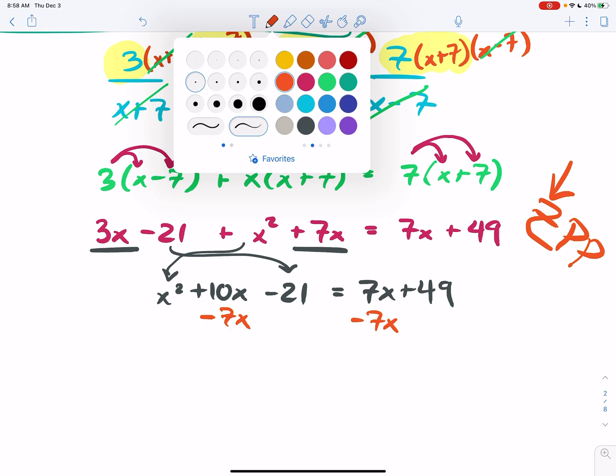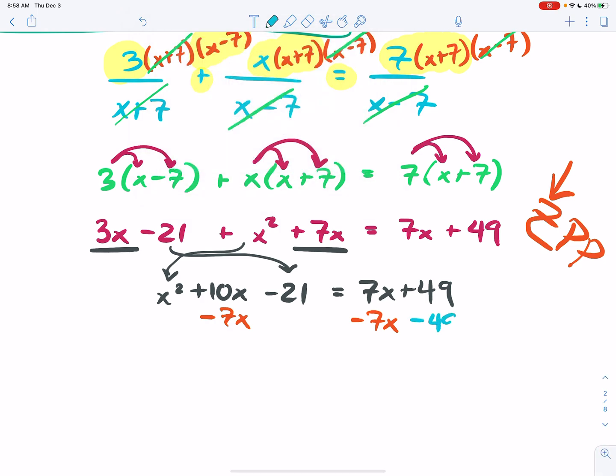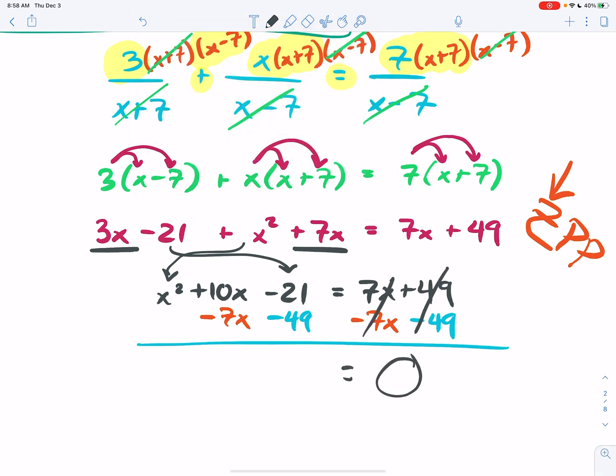And if I want to move my 49, I'm going to subtract 49. And it only makes sense to combine it with the 21 that I have right here. All right, the right-hand side will come out to 0, which is what we want. Now I have x squared plus 10 minus 7, that's a positive 3x. And negative 21, negative 49, since they're the same signs, we're going to add. We should get negative 70.